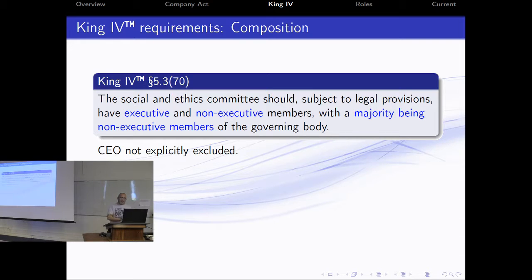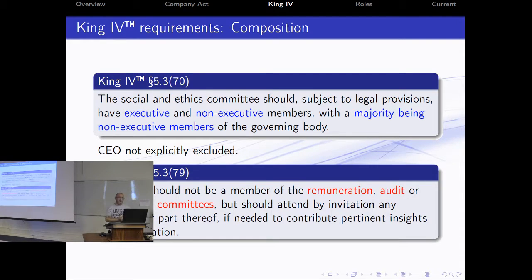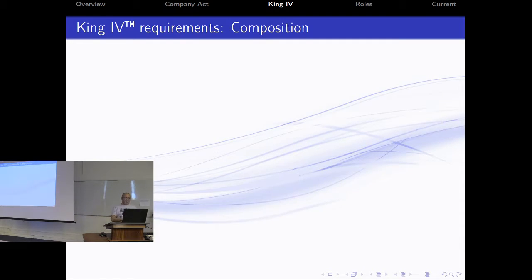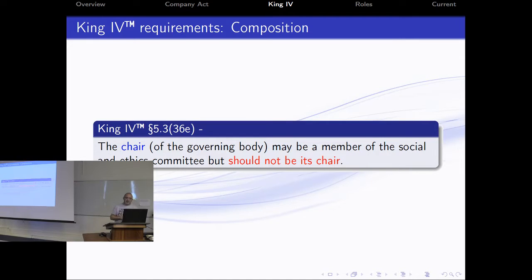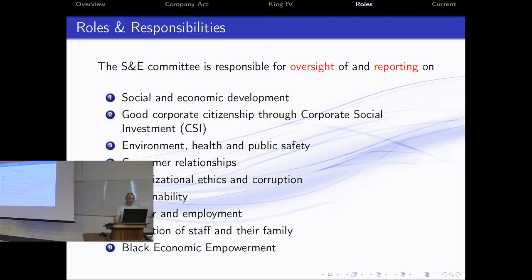The CEO is not explicitly excluded, as is stated in King 4. In other committees, the CEO can't be on those committees, whereas we would welcome the CEO into our committee. Similarly, the chair can also be a member of the committee, but he can't be the chair of our committee. So he's welcome to come along.